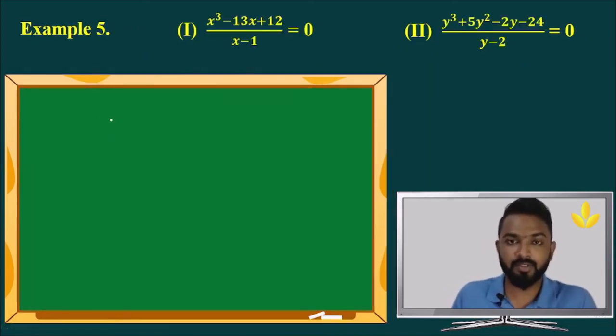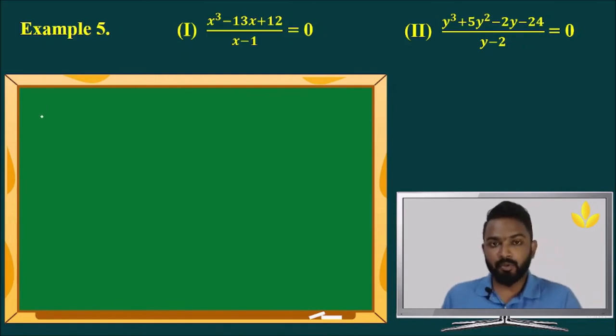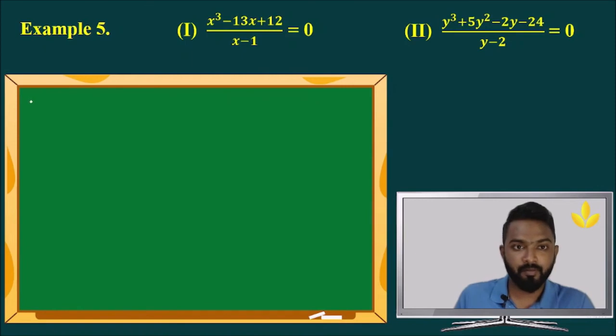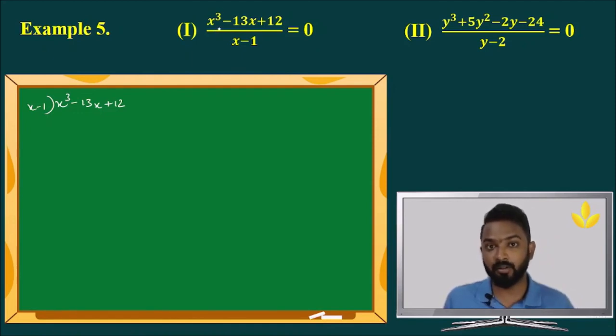Last question of this. For this one, you need to do long division method of equations. Let me show you how. We have x cube minus 13x plus 12 divided by x minus y. Because if at all you multiply this with 0 over here, then you will have to find the answer for a cubic equation, which is not a good thing.